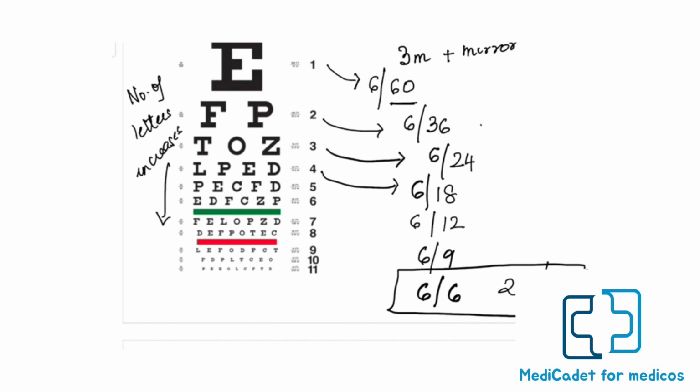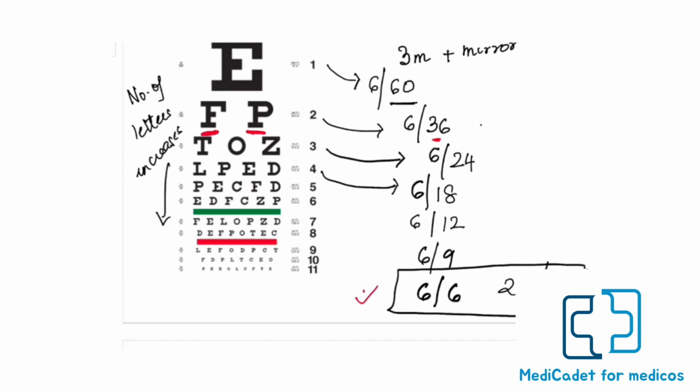Second line, if the patient reads, 6 by 36, 6 by 24, 6 by 18, 6 by 12, 6 by 9. Now see, what does 6 by 36 mean? Again the same thing. It means that these letters are big enough to be read from a distance of 36 meters. But the patient is reading it from a distance of 6 meters. Same, then 6 by 24, 6 by 18, 6 by 12, 6 by 9 and 6 by 6.